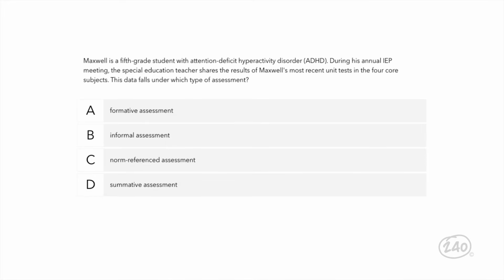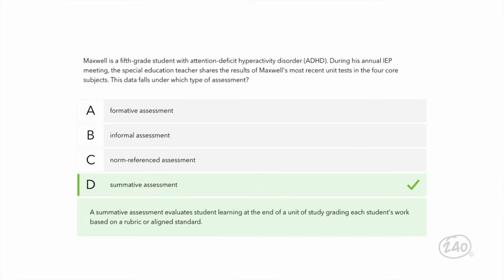This data falls under which type of assessment? Formative, informal, norm-referenced, summative. This is the best choice. Did you need to know that the student had ADHD to answer this question? How about that the setting was an IEP? Nope, erroneous. Erroneous on all accounts. This question is purely about types of assessment. It's just put through the lens of special education situation.